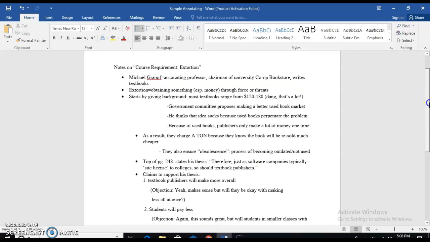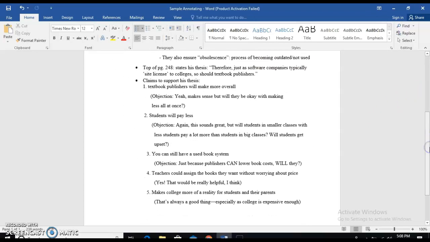So once you've identified the thesis, then you want to look for these different instances where the writer is trying to prove that thesis. Again, if his opinion is that we should license textbooks instead of selling the physical books only one time, he's got to give us good reasons for that, right?